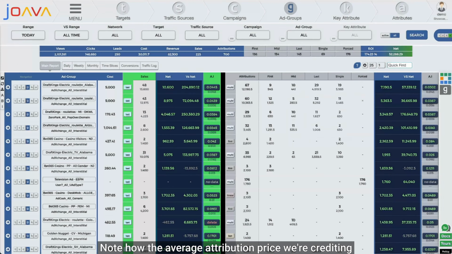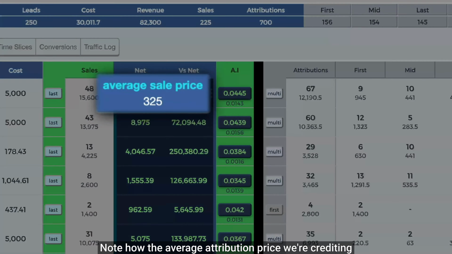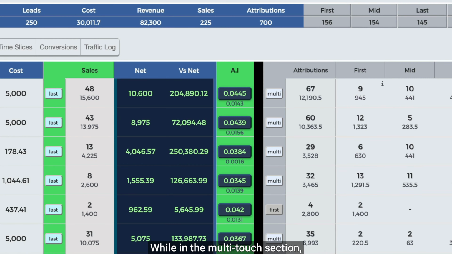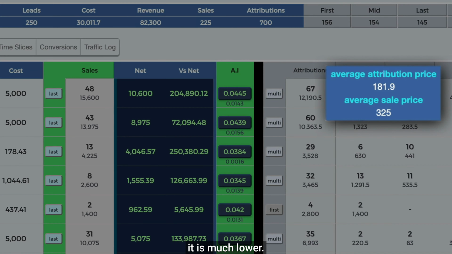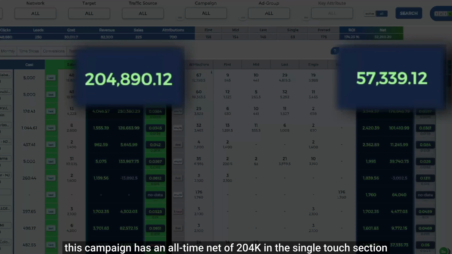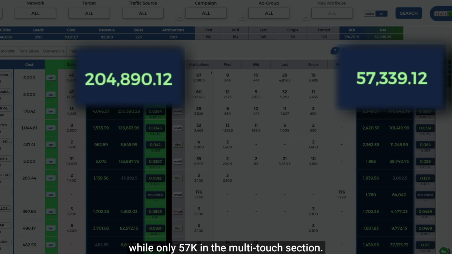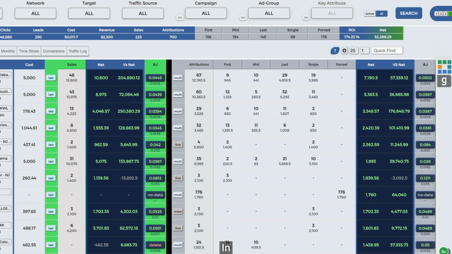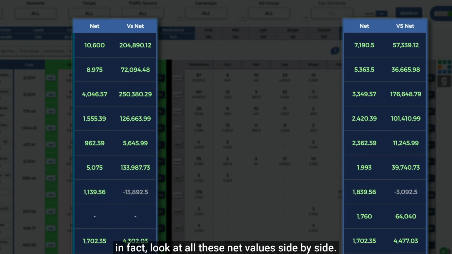Check. Note how the average attribution price we're crediting in the last touch attribution section is the entire sale price, while in the multi-touch section, it is much lower. Check. Notice how this campaign has an all-time net of 204K in the single touch section, while only 57K in the multi-touch section. This is a huge difference, don't you think? Check. You know what? In fact, look at all these net values side by side. The difference between them is like the difference between the sky and earth.